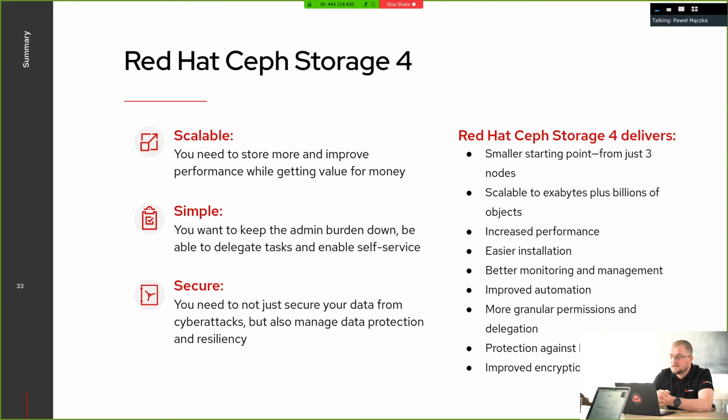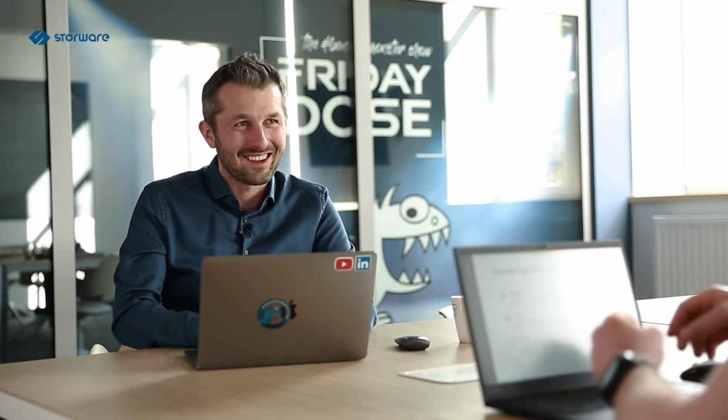So, what does Red Hat Ceph Storage version 4 give you? It's simple, it's scalable, it's secure. It gives you, for example, encryption, because I didn't mention that every OSD can be encrypted. It gives you improved automation. For example, I show in this short demo how to deploy Ceph in an easy way. Yeah, we have proof of the easier installation, I guess. So let's go see it.